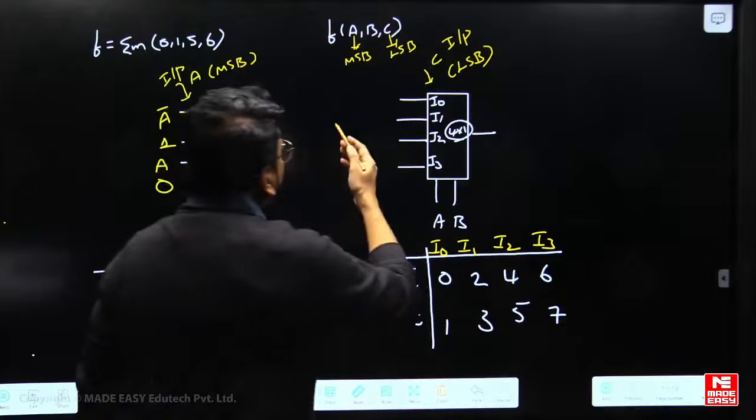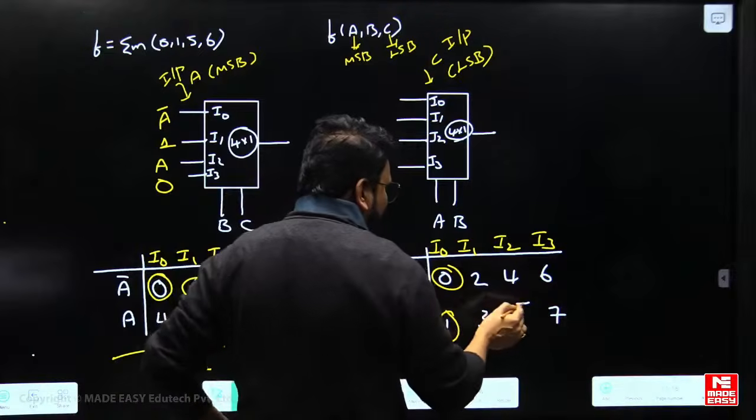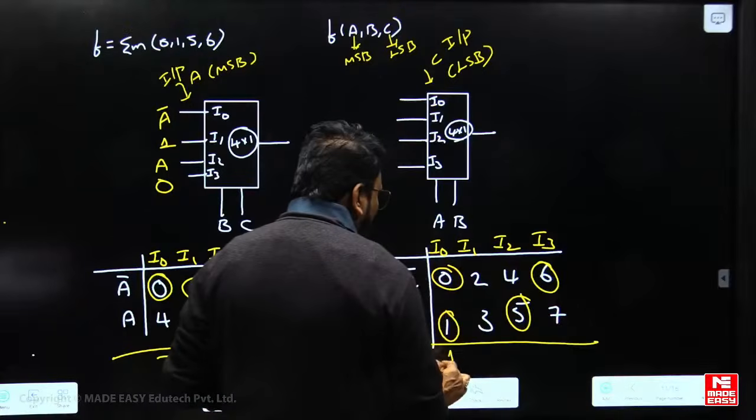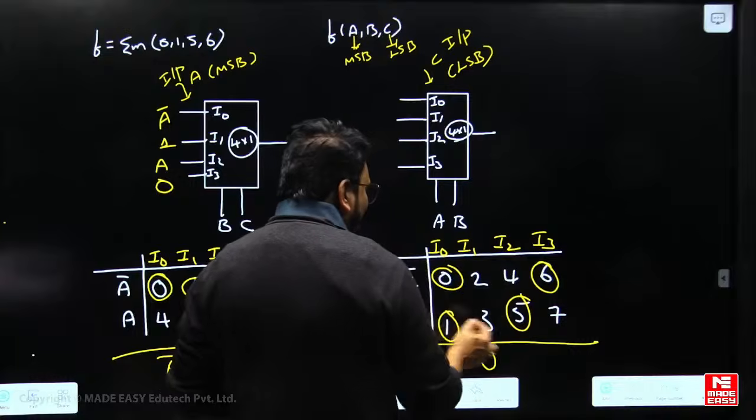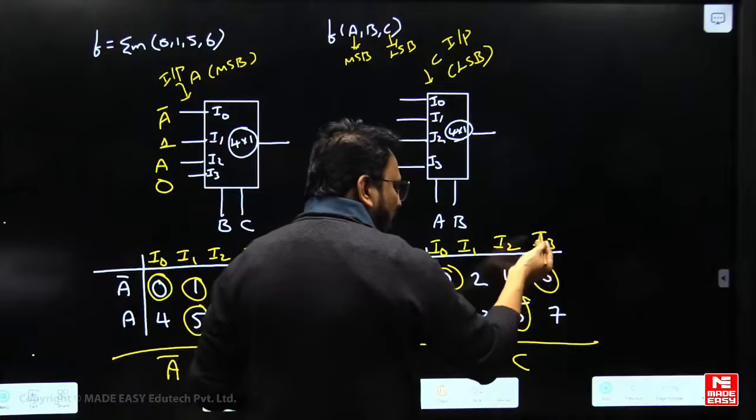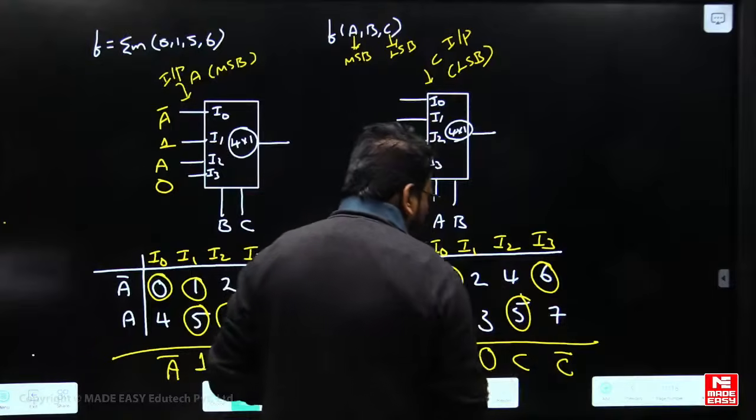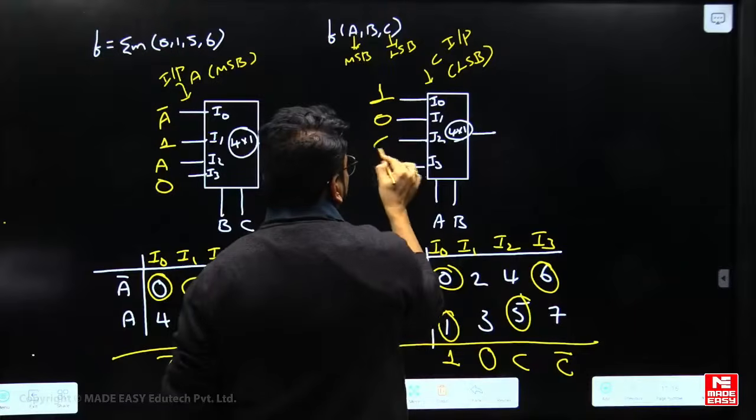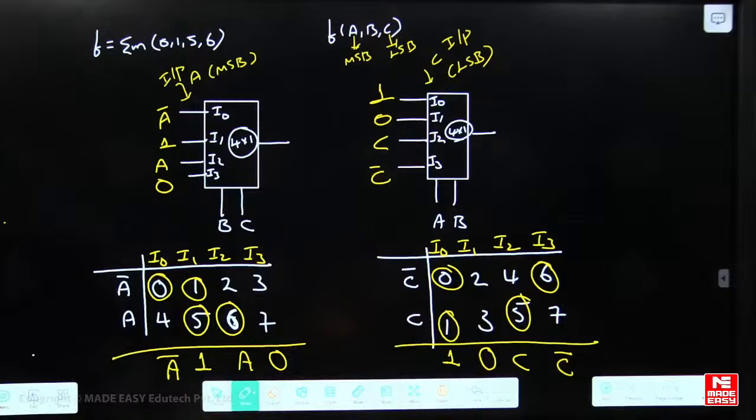In the same manner, for this one also, the question is 0, 1, 5, 6. In the column where both are rounded, it is 1; where none is rounded, 0. In the column where 5 is rounded, in front of 5 it is C. In the column where 6 is rounded, in front of 6 it is C bar. So the inputs are 1, 0, C, C bar. This is the way. Got it?